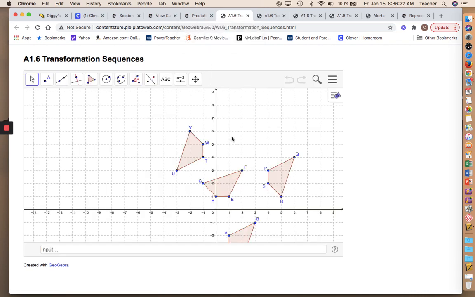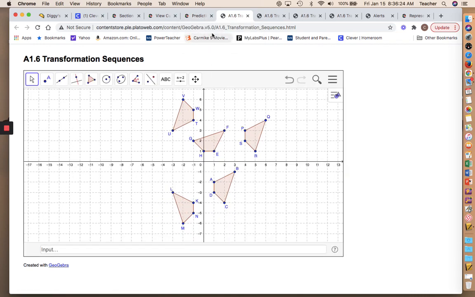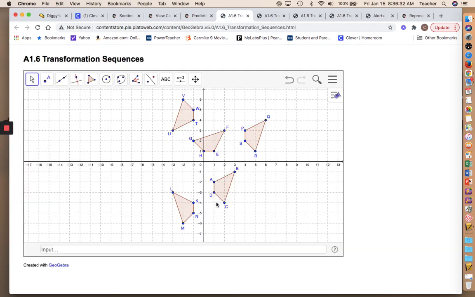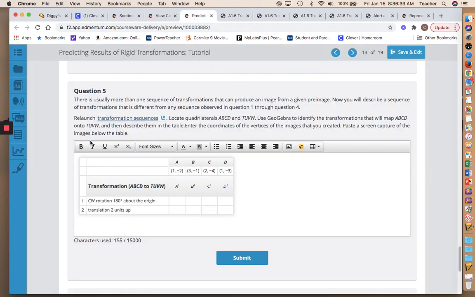Okay, so we got the exact same figure. Move that out just a tad. Locate the quadrilaterals ABCD and TUVW. Well, that was the one we just did. ABCD. All right, TUVW. That's the one we just talked about in question number 4. Use the GeoGebra to identify the transformations that will map ABC to TUVW and then describe them in the table. Oh, okay, I see what they're saying.